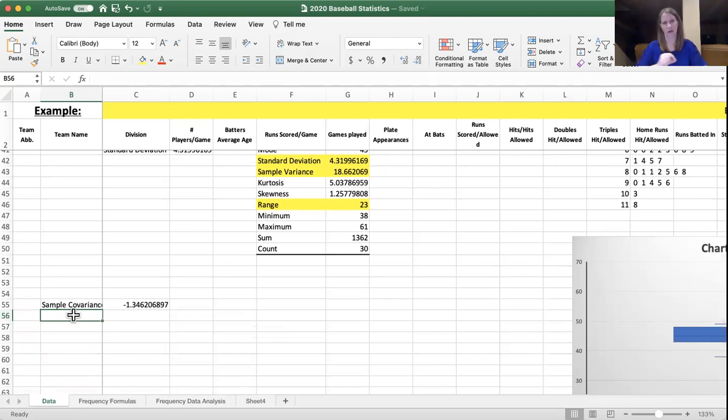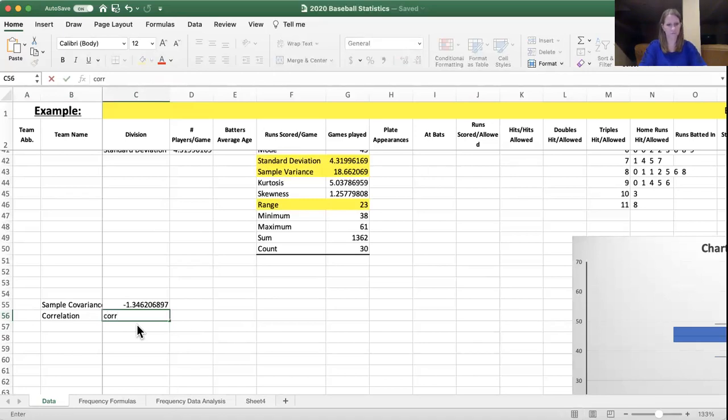Now we're going to look at the sample correlation. This is going to tell us the strength of that relationship. So we're going to put correlation. If I can spell correlation right, there's only one L. There we go. To find that, we type in equals correl, C-O-R-R-E-L, and then again, we need our arrays. So we are looking at E3 through E32, and I believe the other one was home runs, N, so comma, N3 through N32, and we hit enter.